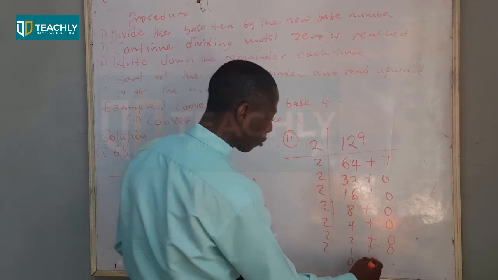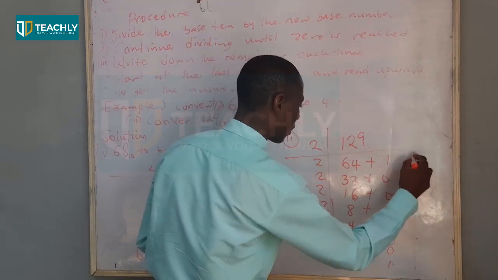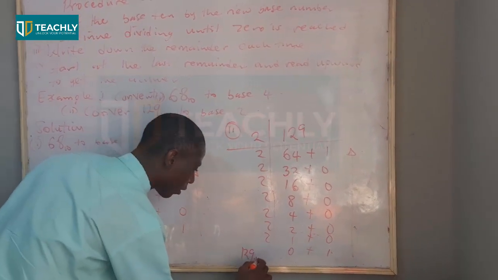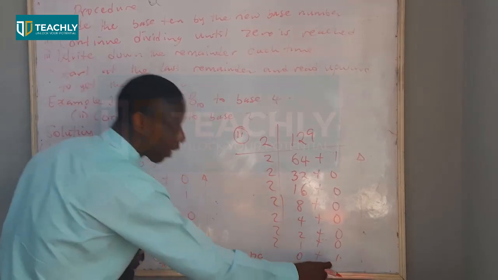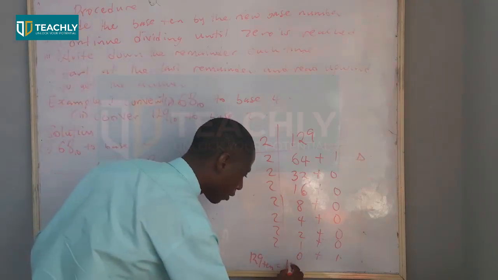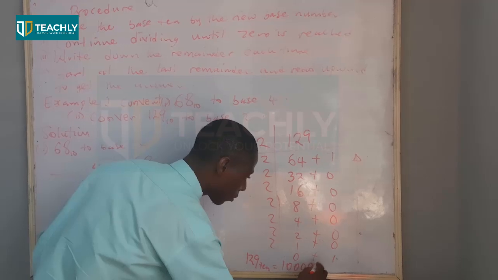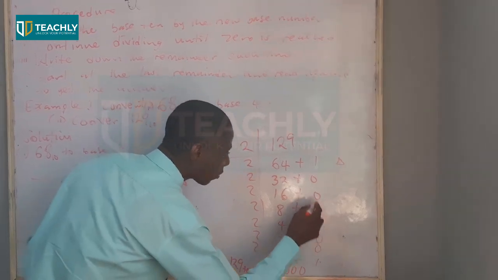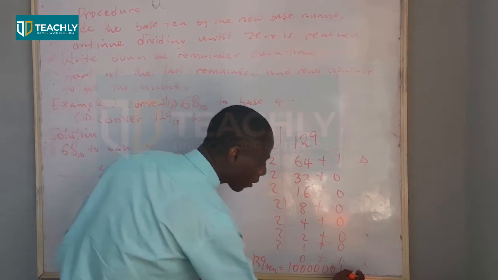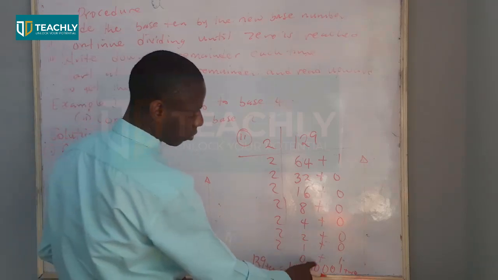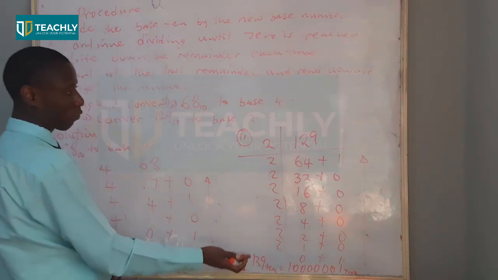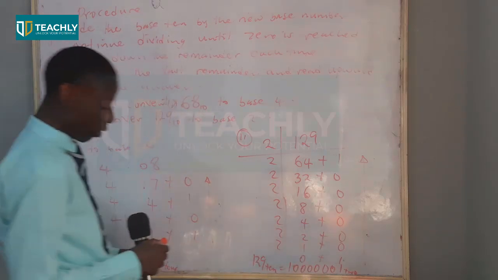Then 2 in 1 gives 0 plus 1 remainder, so we are now going to write our final answer. 129 base 10 will now be, if you want to write, start from the last digit here and build upward: 1 0 0 0 0 0 0 1, base 2. So our answer is 10000001 base 2. So we successfully converted from base 10 to base 2.